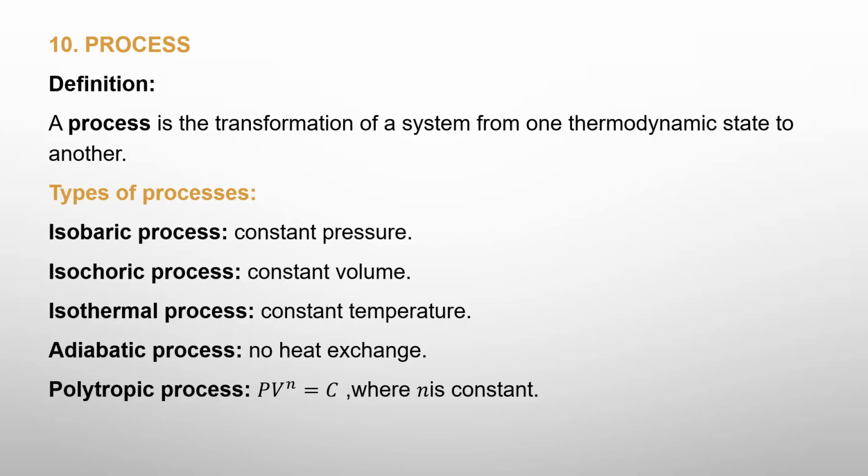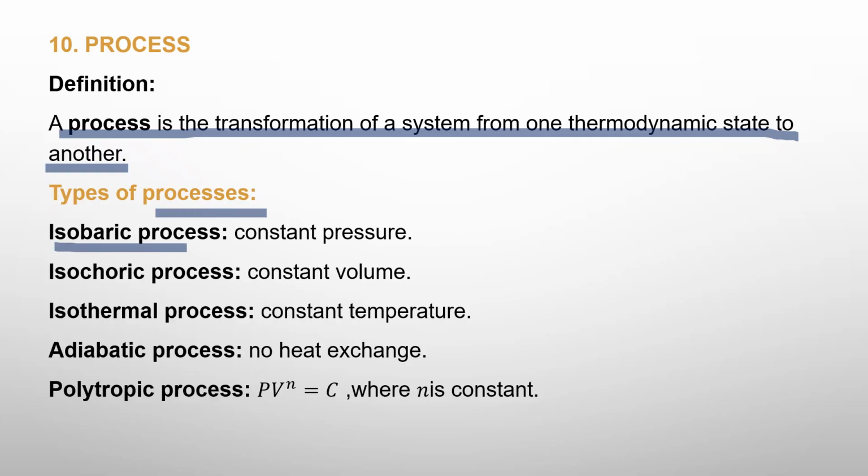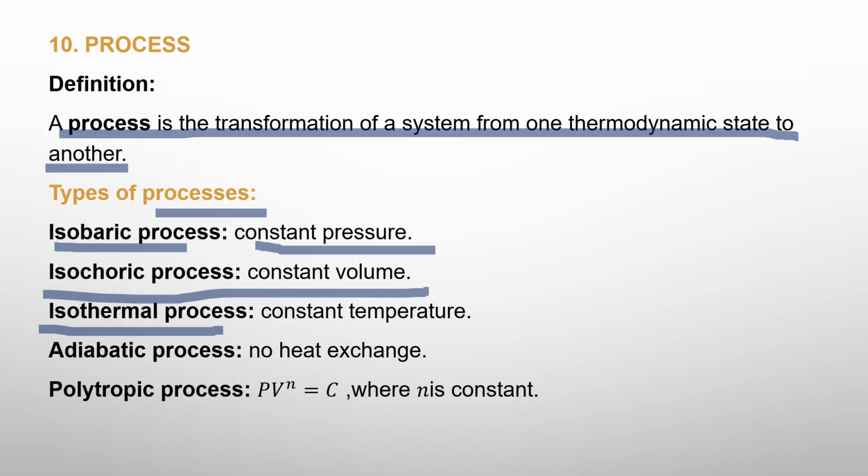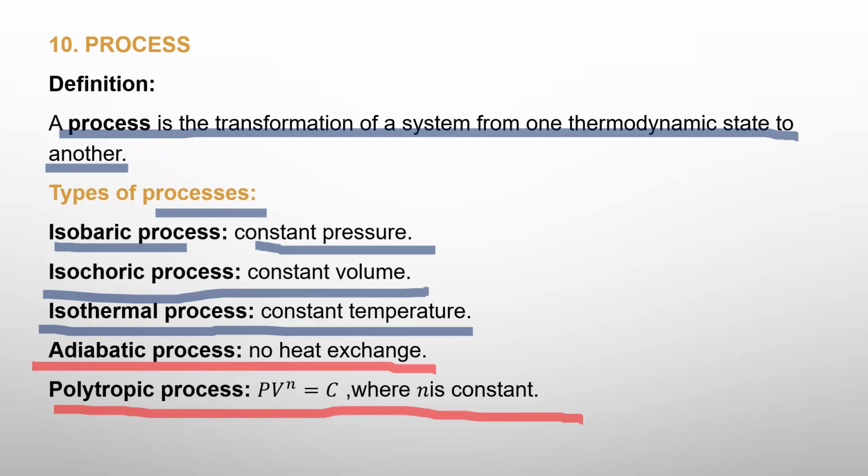Next is a process. A process is the transformation of a system from one thermodynamic state to another state. In chapter 3 we will discuss different processes: isobaric process, also known as a constant pressure process; isochoric process, a constant volume process; isothermal process, a constant temperature process; adiabatic process, where Q equals 0; and polytropic process, PV raised to n equals constant, where n is a constant.